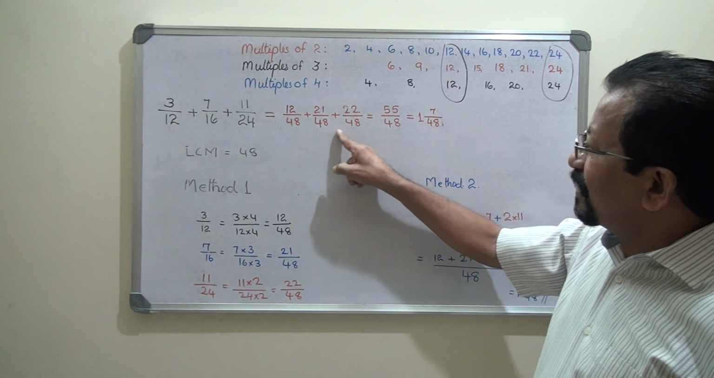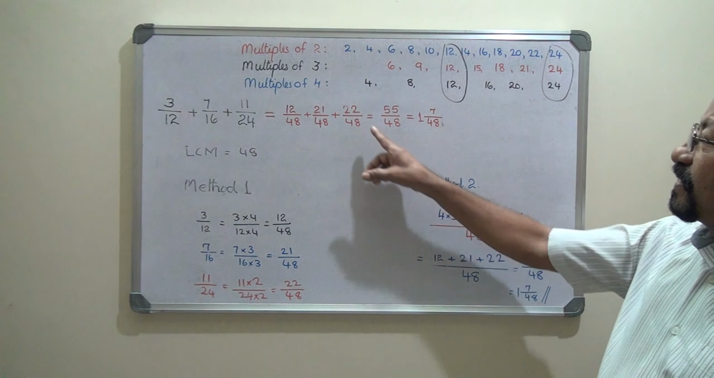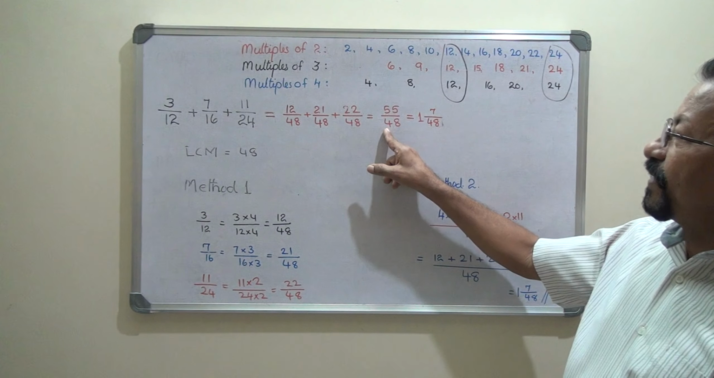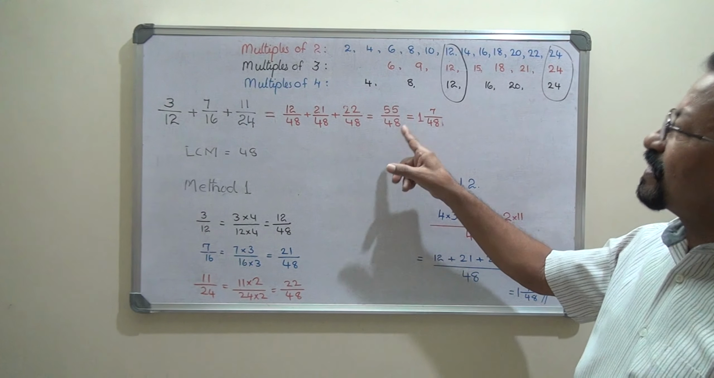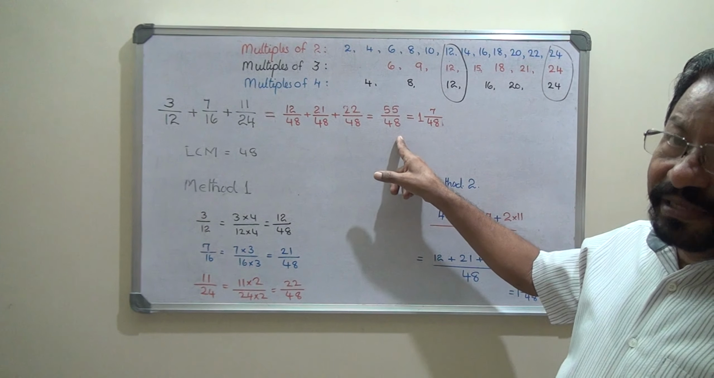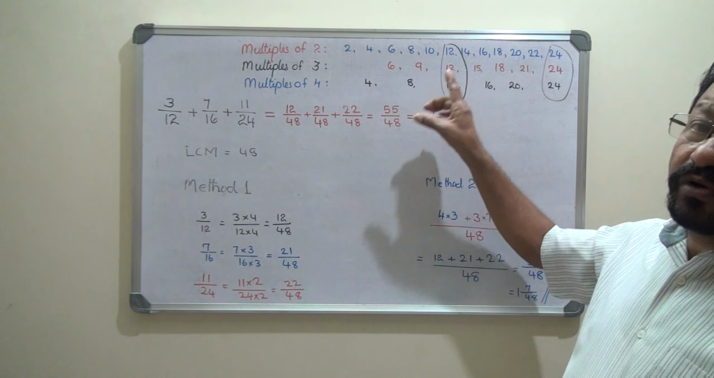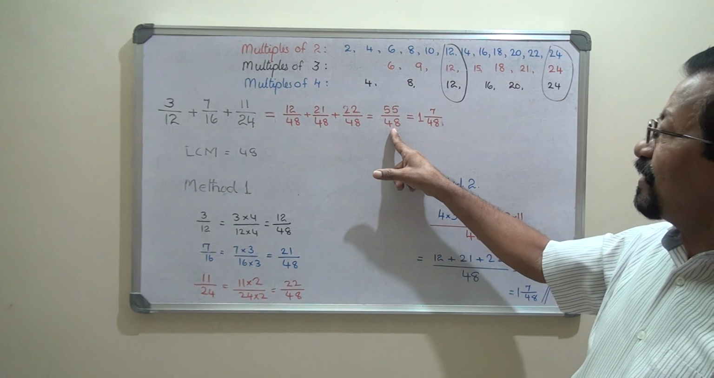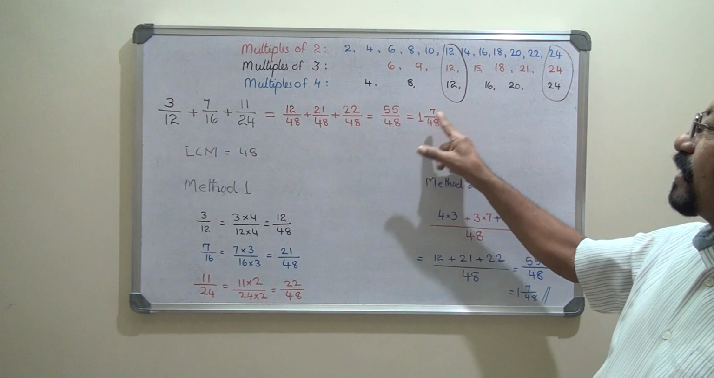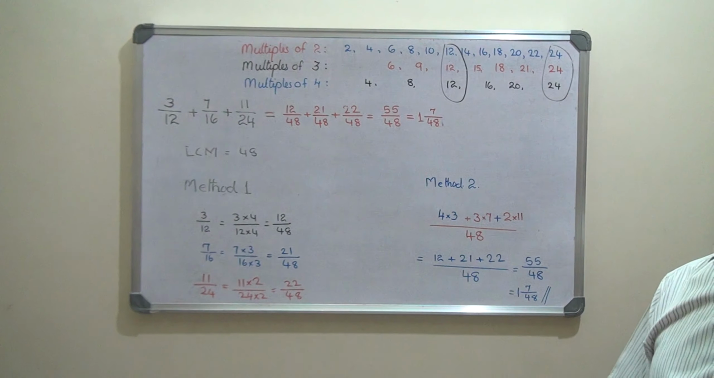Write the common denominator as 48 here. What is it? This is 55 by 48. 55 by 48, if you are writing like this also you will get marks, but simplification is better because it is an improper fraction. Improper fraction, I told you to convert into mixed fraction. Divide the numerator by the denominator, then you will get quotient as 1, the remainder is 7, and 1 and 7 by 48 is the answer.